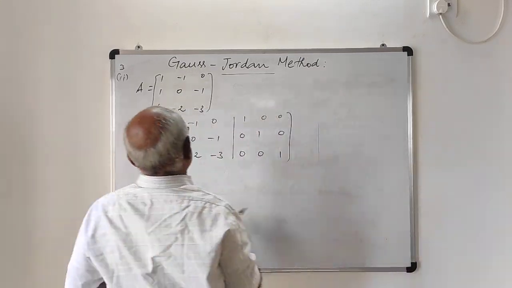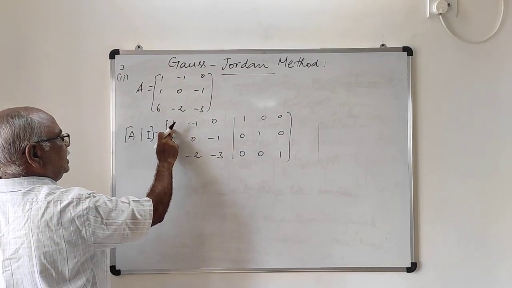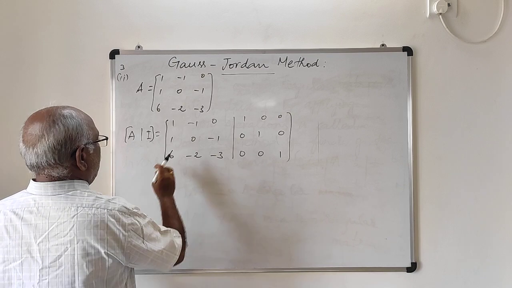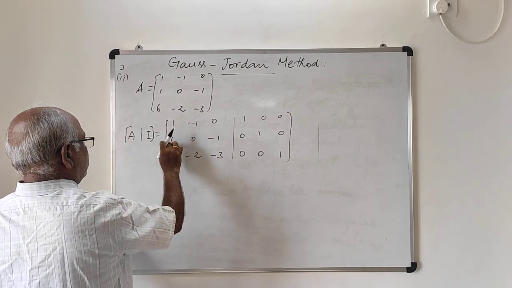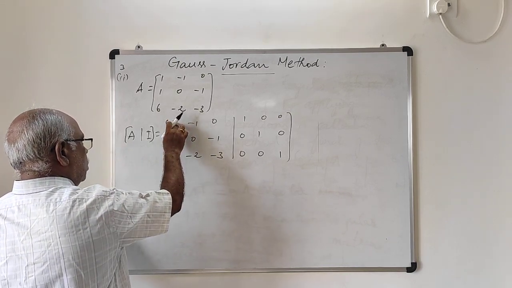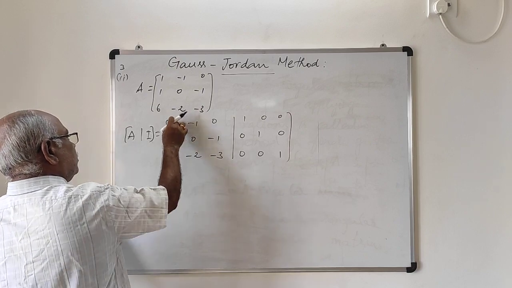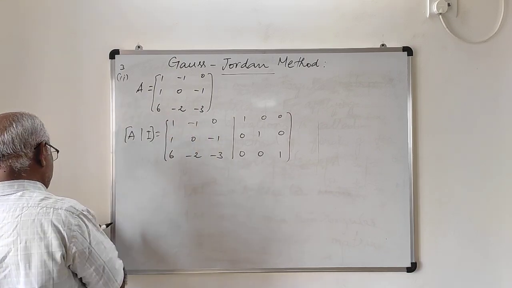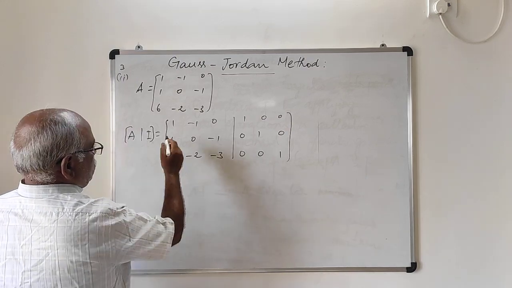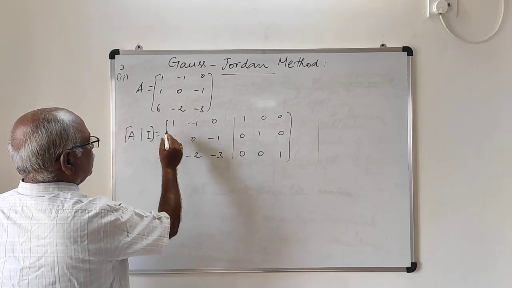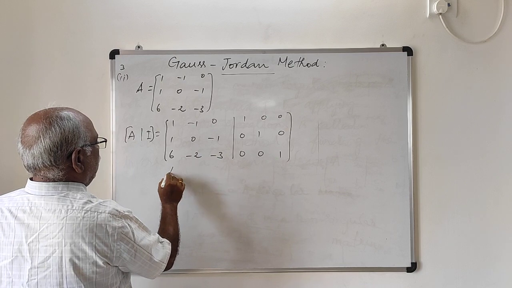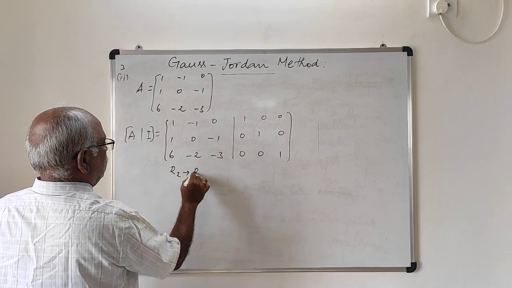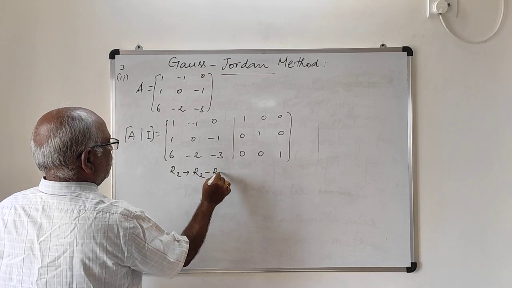So the first element should always be 1. Already there is 1 here, therefore no problem. Now you convert this element to 0, or R2 is R2 minus R1. 1 minus 1 is 0. This becomes 0 when 1 minus 1 is 0. R2 minus R1. So here, I am going to convert R2 into R2 minus R1.